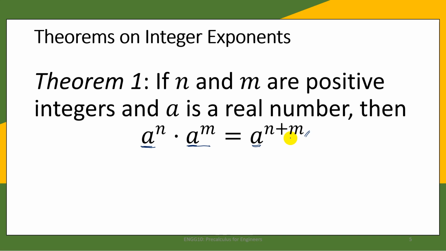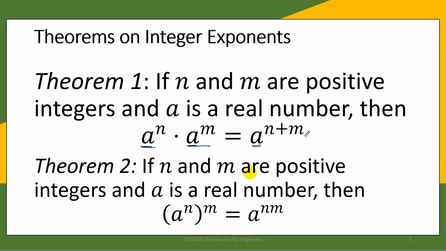Theorem 2, on the other hand, states that if n and m are positive integers and a is a real number, then a raised to n and then raised to another exponent m is equal to a raised to nm. This means that if an exponential expression is raised to another exponent, we just need to multiply these exponents together.